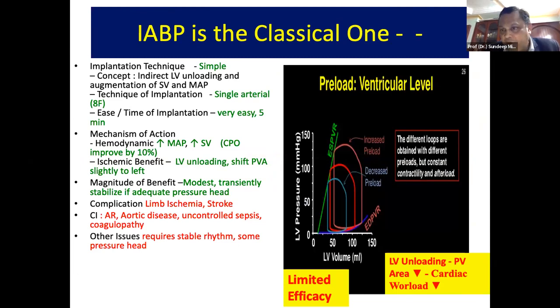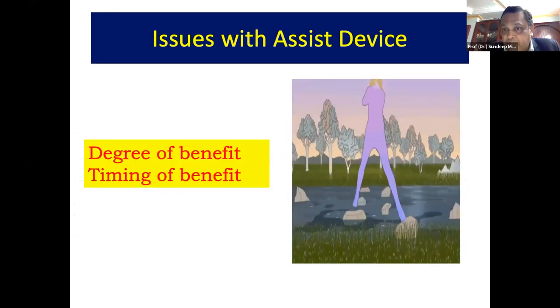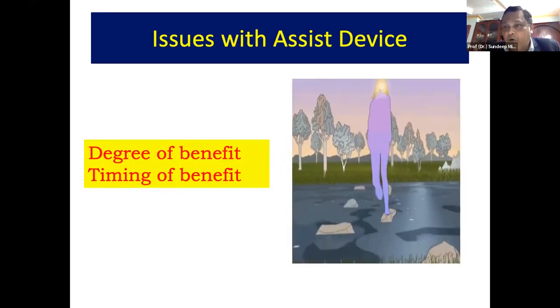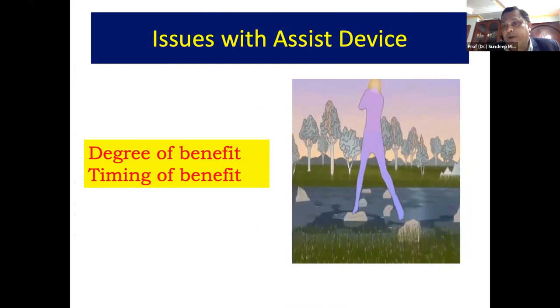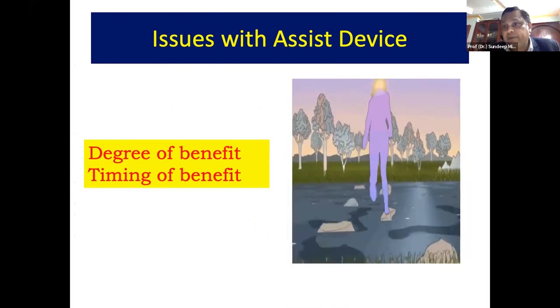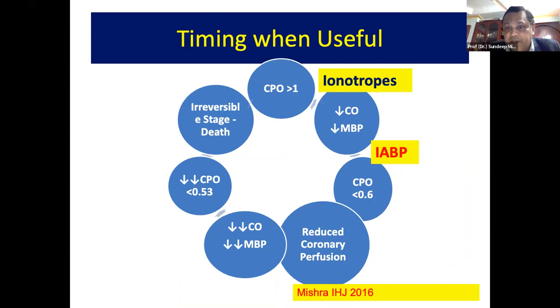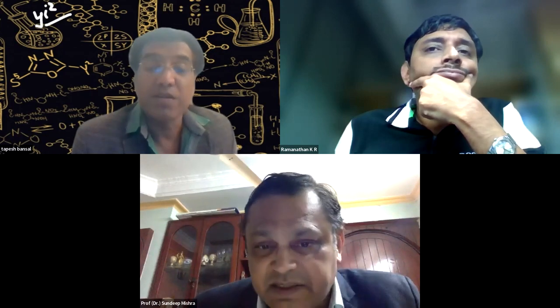But what I wanted to tell you was that the window for any inotrope or any vasopressor is very early, before the CPO actually falls to less than 0.6. After the cardiac power output falls, there is no benefit of using either these inotropes or vasopressors. So that is the point I wanted to make as of now. And let us see what Dr. Ram says. If there are any questions, we can tackle them at this stage.